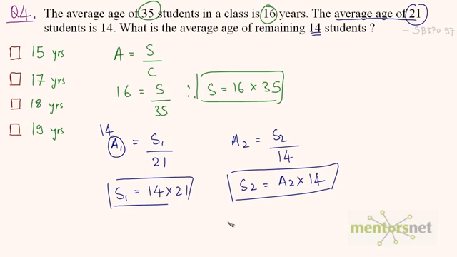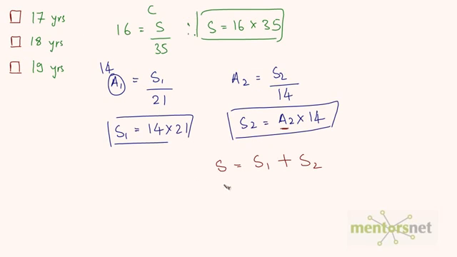Then we can comfortably say that the sum of ages of all students, which is S, is equal to the sum of ages of 21 of those students, which is S1, plus the sum of ages of 14 of those students, which is S2. So if we put S as 16 times 35, S1 as 14 times 21, and S2 as A2 times 14, we can get the value of A2. So let's do that. We have S as 16 times 35 is equal to 14 times 21, which is S1, plus A2 times 14. Let's sort that out.